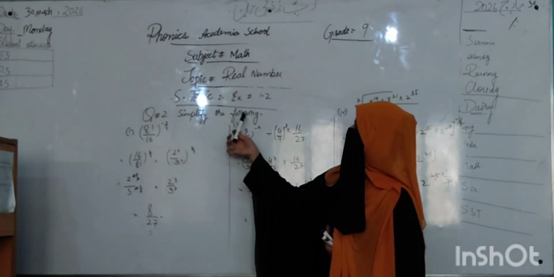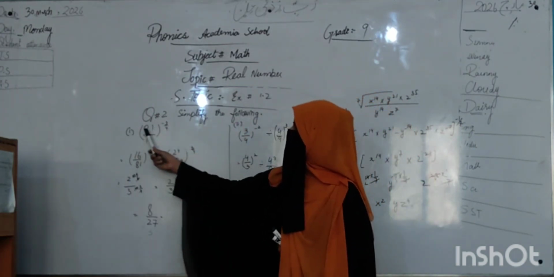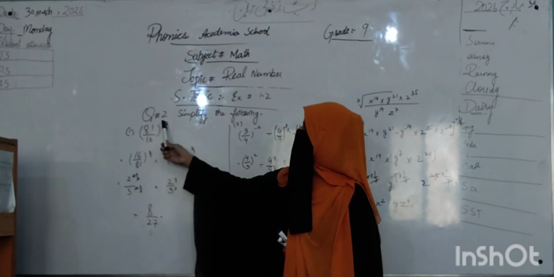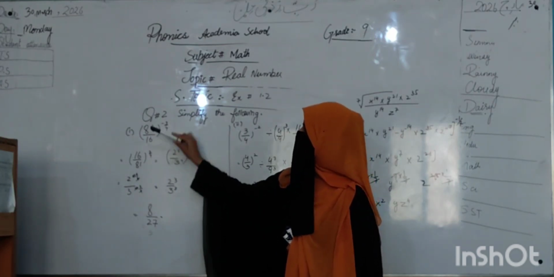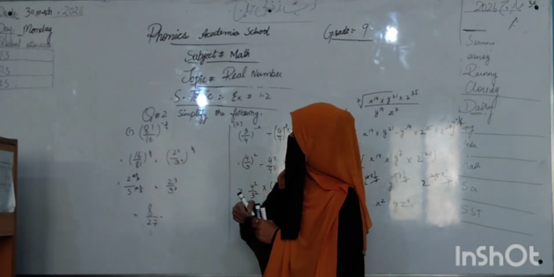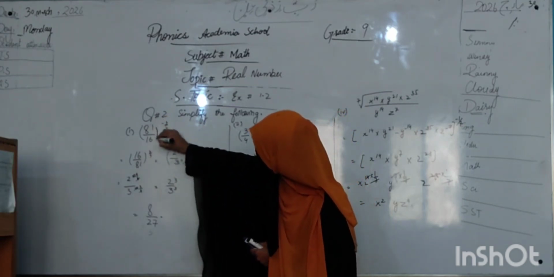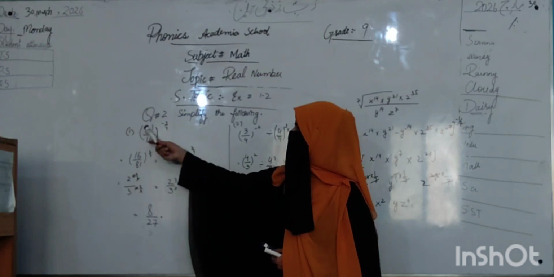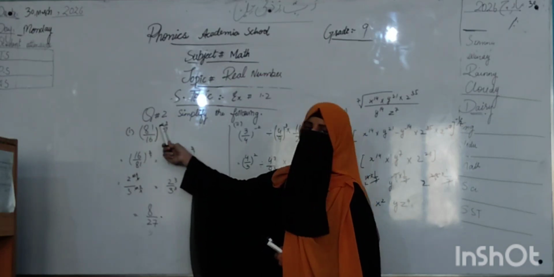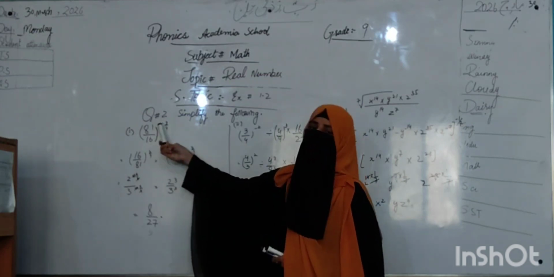They say to simplify the following. Question number 1: (81/16) to the power of minus 3/4. When you have a bracket around both values, it means the power applies to both 81 and 16. The value has a negative power, so it has to be set into positive form.